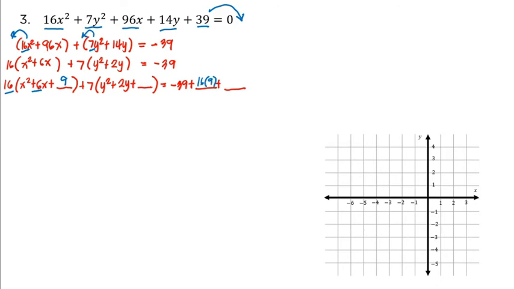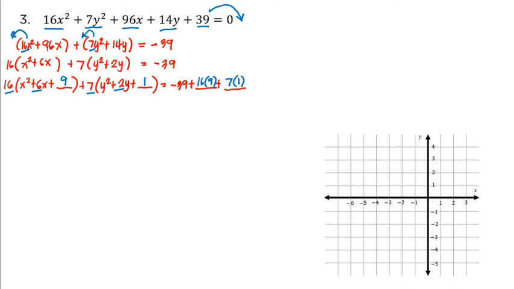Okay? Plus, sa second naman, you have to take 2, right? So 2 divided by 2, that is 1. Then squaring 1, you have 1. So you will add 1 here. So you will add 7 times 1 sa right side. Kasi meron tayong multiplier na 7 dito.